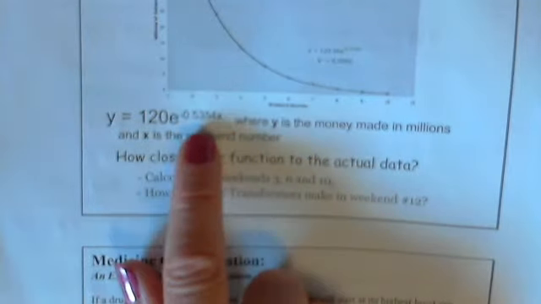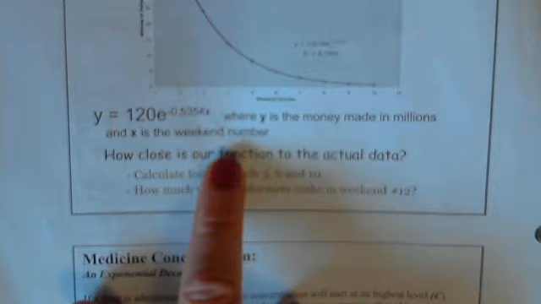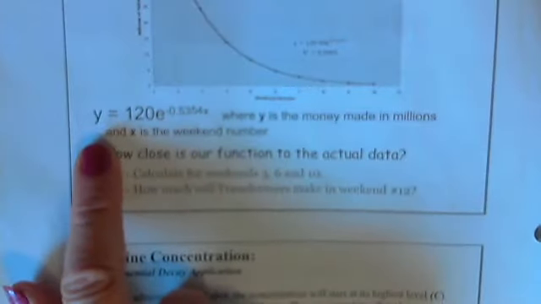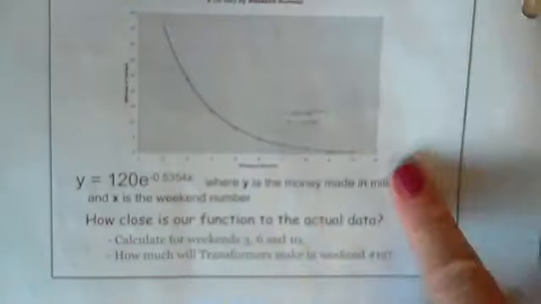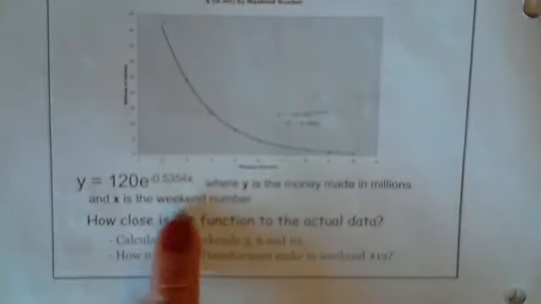And the exponential function that fits this table quite well is y equals 120 times e to the negative 0.5354 times x. Now, here's what the variables mean in the function. X stands for the weekend number that the movie is showing, and y is going to give you the money made in millions. You can graph this function and see how rapidly the attendance and the dollar amounts decrease over a number of weekends.